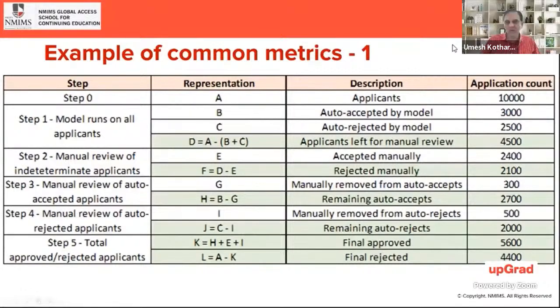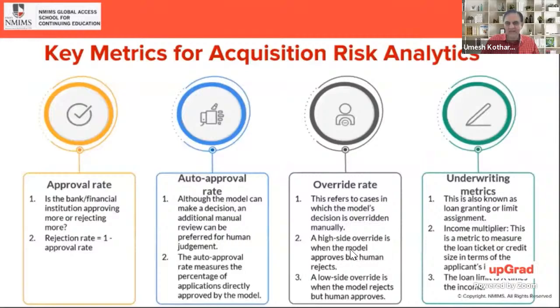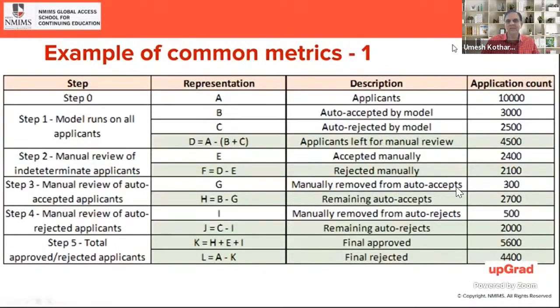So since high override is when the model approves but the human rejects, the model has accepted 3000, and what you have removed out of that is 300. Therefore, that is 300 divided by 3000, and that's 10%. The converse of that will be what?